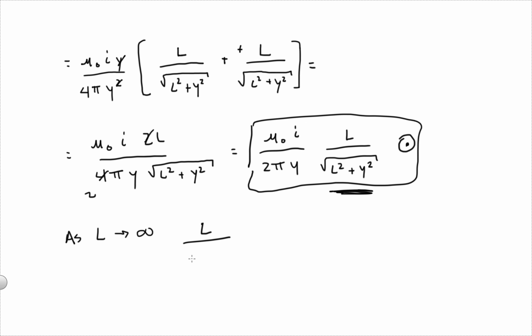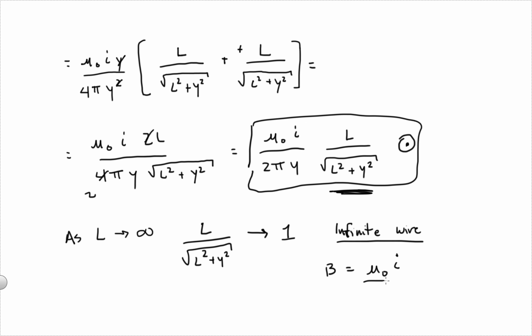So let's just be explicit about this. L over the square root of L squared plus y squared trends towards 1. And so for an infinite wire, we get the following, just that term out front: mu naught I over 2 pi times y, where y is our separation away from that infinite wire. And we're going to see that show up again later in the chapter.